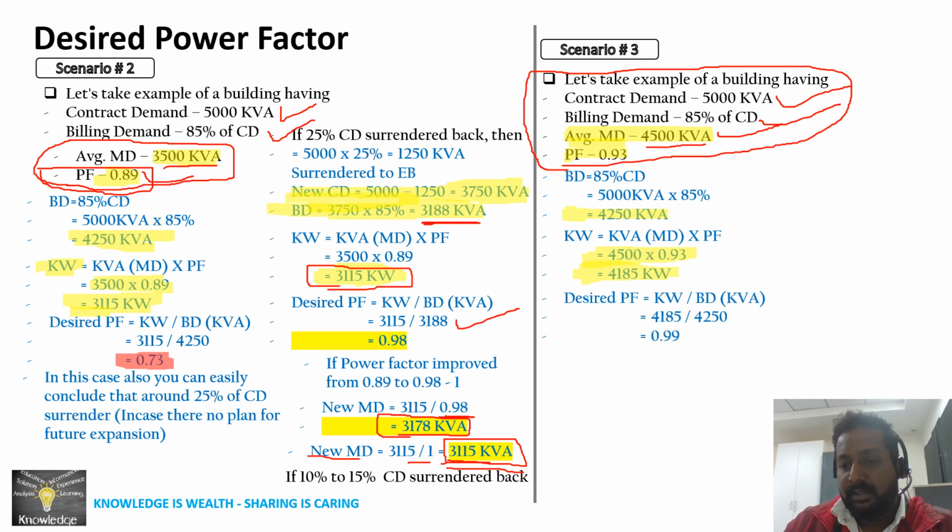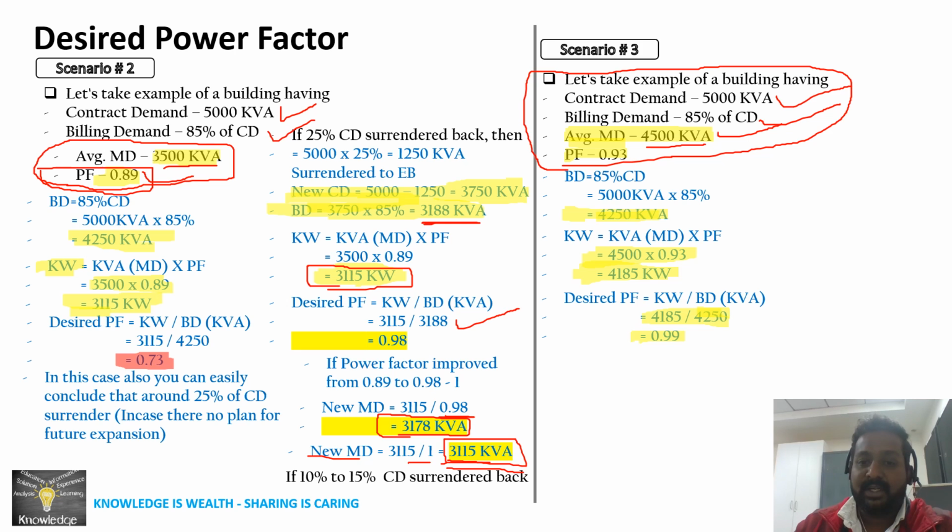Okay, so next is to check the desired power factor. Power factor is equal to kilowatt by kVA. 4185 is our kilowatt and our billing demand is 4250 kVA. So 4185 divided by 4250 is 0.99. So in this scenario, the desired power factor is 0.99.